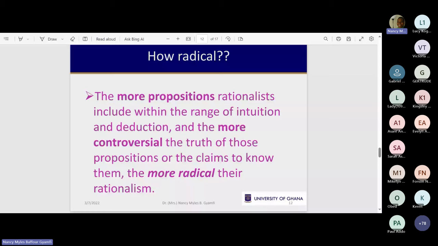I say, this one is too strange. If everything was intuited, it will make your view too radical, too extreme, sort of.